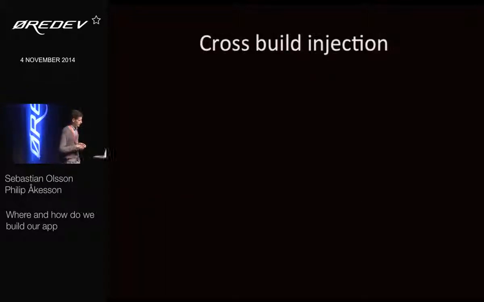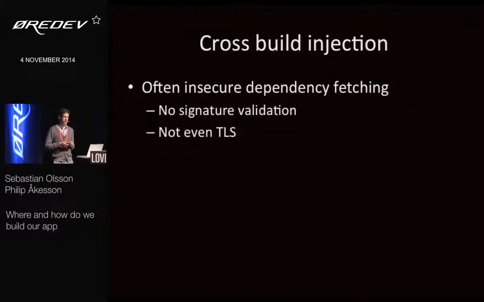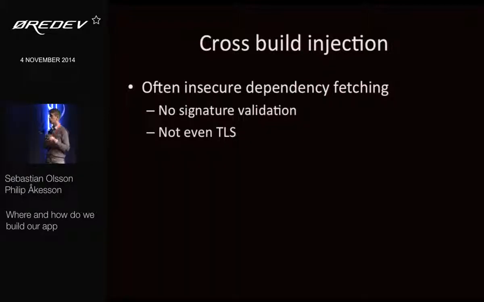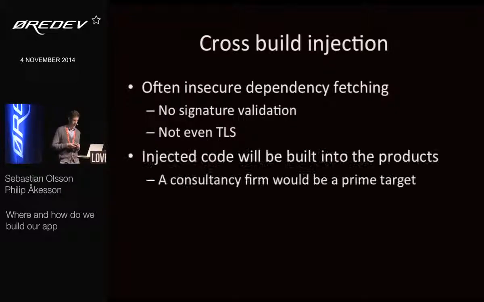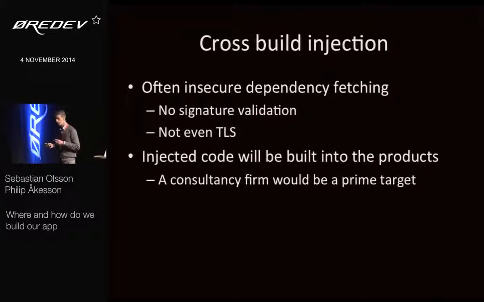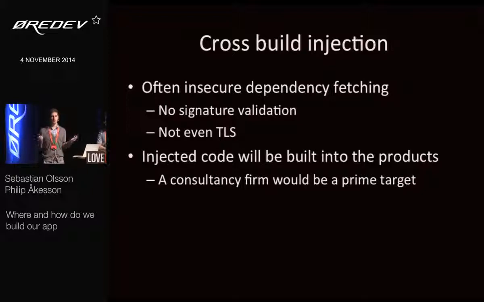And cross-build injection, what's that? That's when someone is using a dependency manager with insecure dependency fetching, maybe no signature validation, maybe not even TLS, to inject code into the dependencies when you fetch them. This injected code will be stored on your development machine or your build server and built into all products you build using that dependency on that machine. Lots of companies would be great targets for that, maybe a consultancy firm, where you can get your malicious code into a bunch of different clients' products at once.